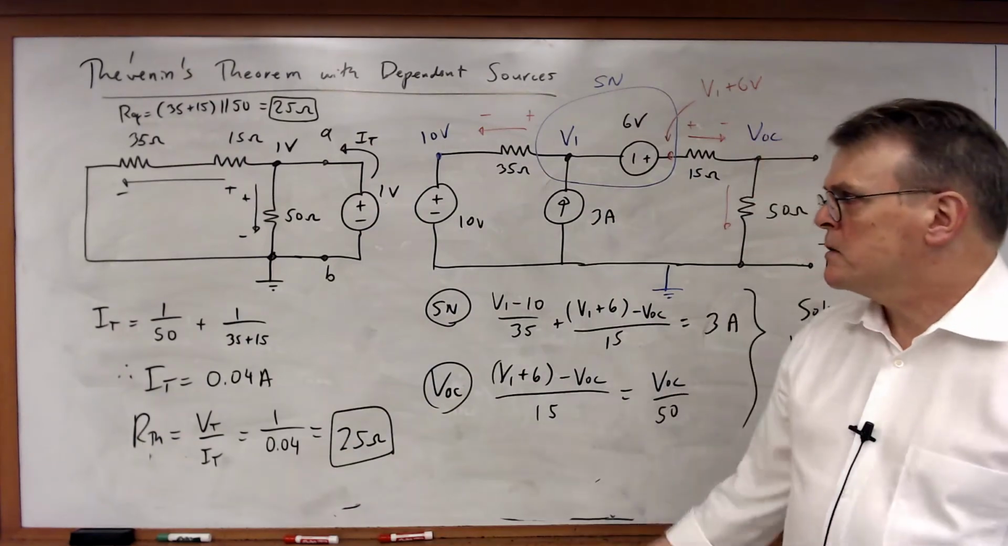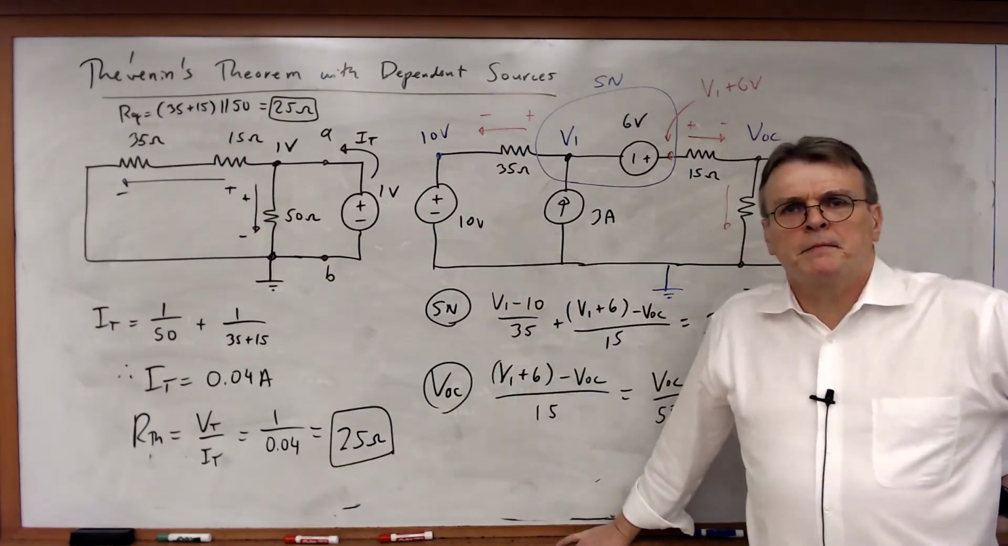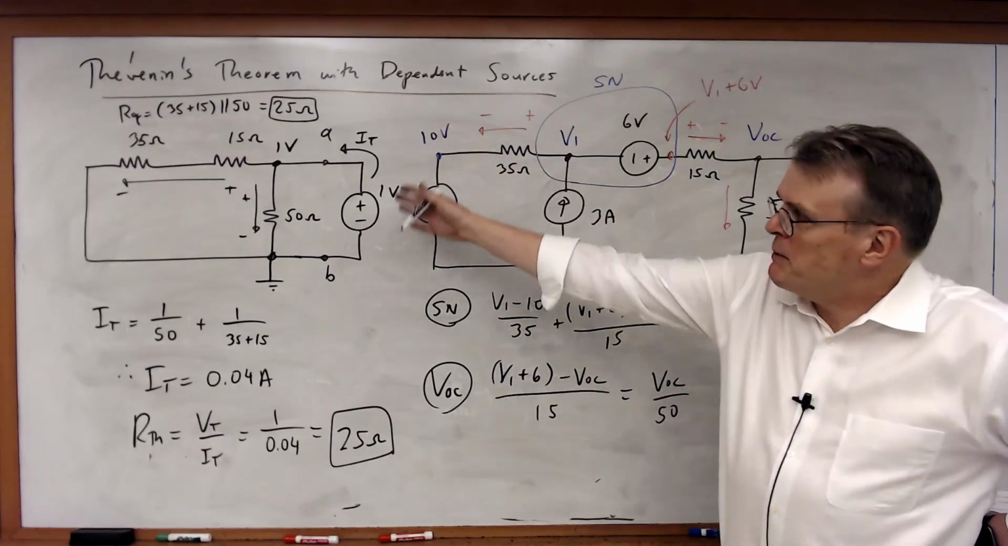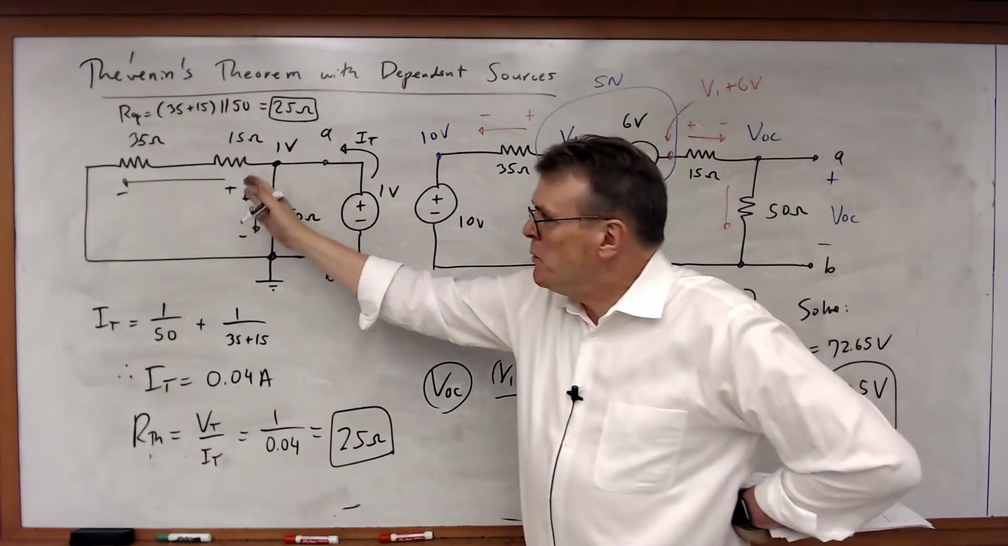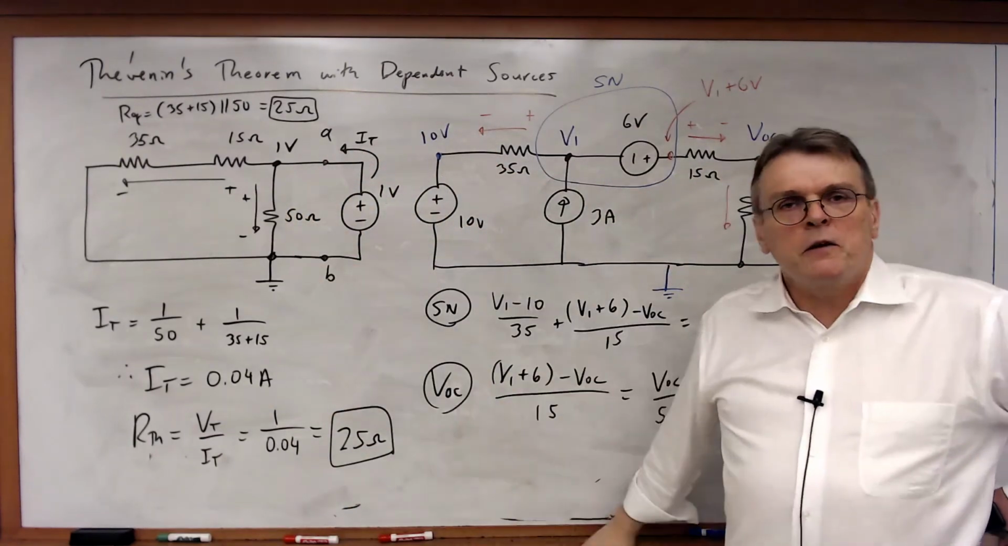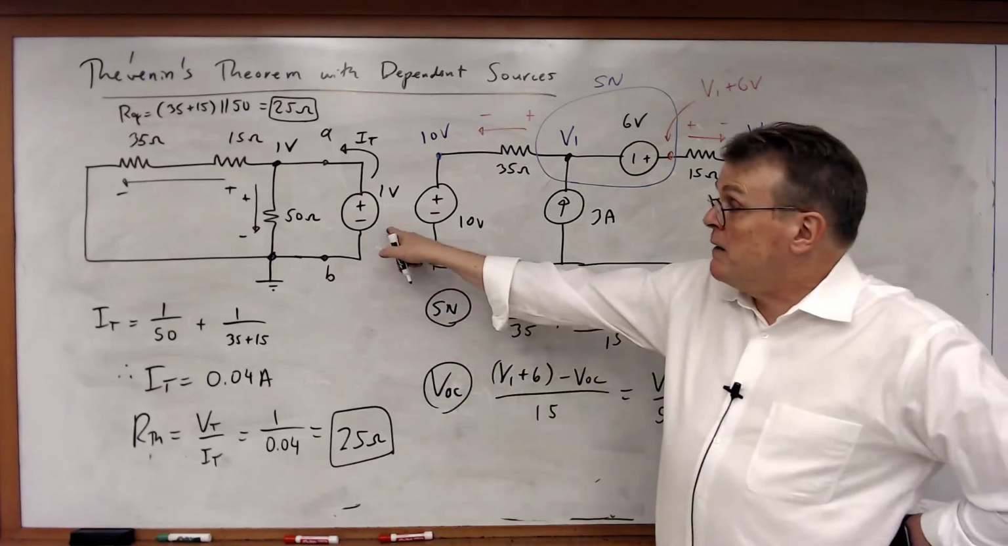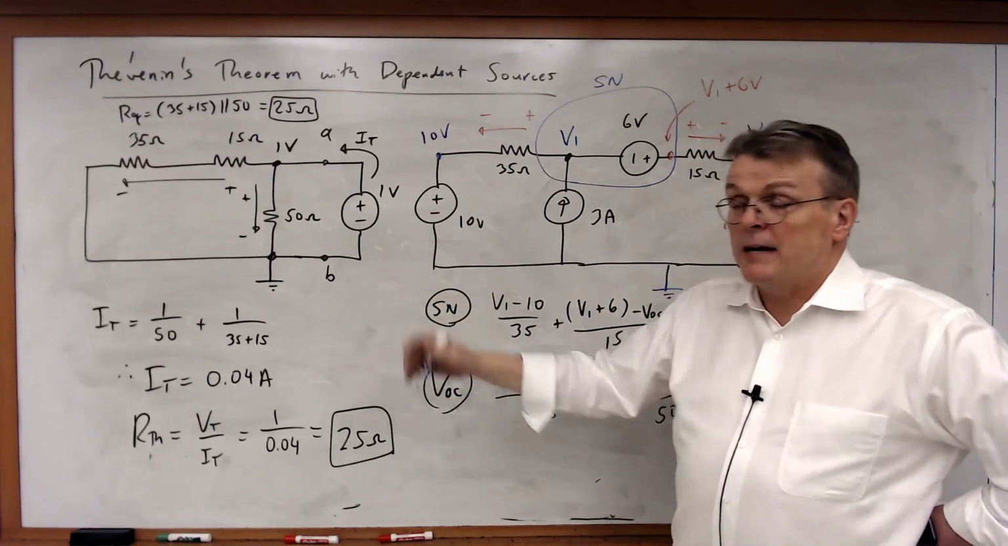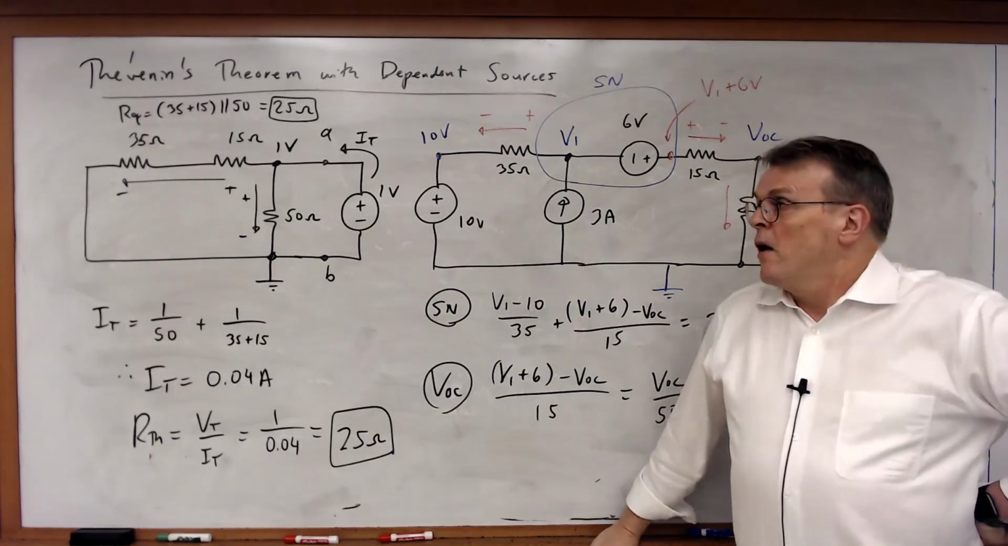So source driving works every single time. As I showed here, if you are not comfortable doing resistor reduction, then do the nodal analysis. And by the way, I could have done this with a 1-amp source too and still gotten the same answer.